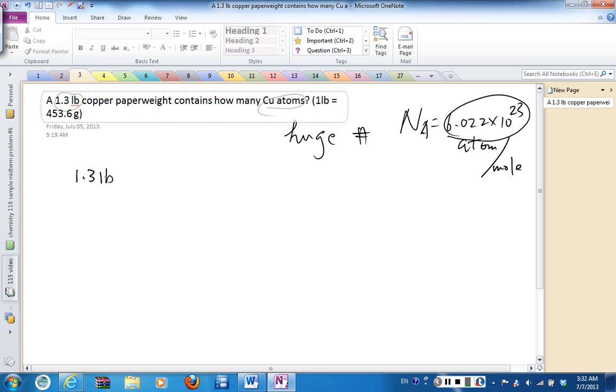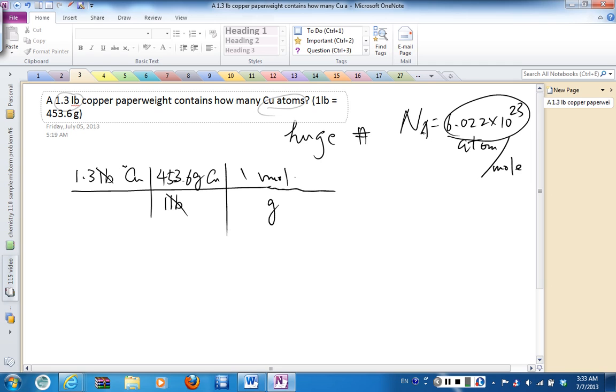1.3 pounds of copper. First of all, the conversions in moles have nothing to do with pounds. We want grams. Pound is not going to work, so let's get rid of it. 1 pound is 453.6 grams of copper. Pound should be gone, and now we've got grams. Okay, what else? Grams is not going to help us. We want moles.